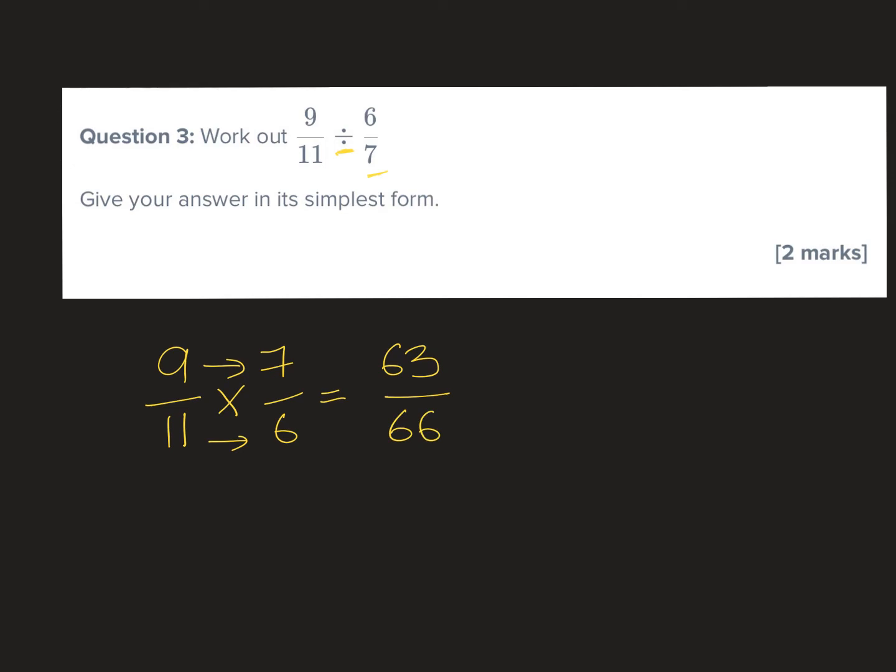Both of those will divide, so we'll start off by dividing by 3. So 3 into 63 goes 21 times. And 3 into 66 goes 22 times. There's nothing going to divide into both of those. 21 only divides by 3 and 7, and 22 doesn't divide by 3 or 7. So 21/22 is your final answer.